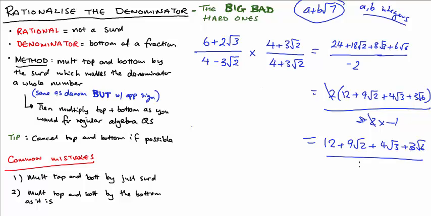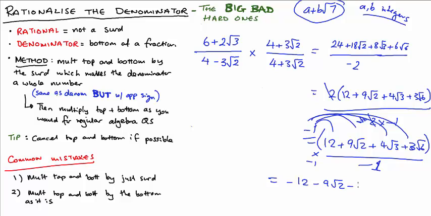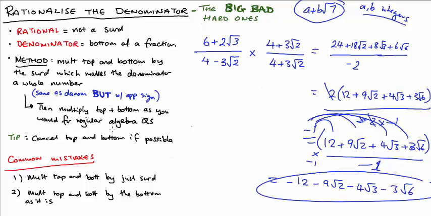Obviously now that's still over minus 1. But we don't like minuses on the bottom, so we times top and bottom by minus 1. And all that's going to do is make the whole top a negative: minus 12, minus 9 root 2, minus 4 root 3, minus 3 root 6. Now it's all over 1, which we don't need to write. That's our answer. Same steps, step by step.